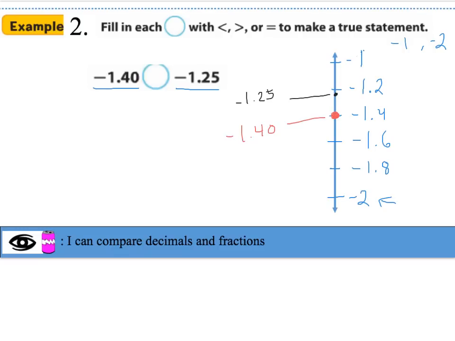So now let's go ahead and compare. Let's ask ourselves which number is closer to 0. We know that -1 and 25/100ths is closer to 0, and we know that -1 and 40/100ths is farther from 0. So I know that -1 and 40/100ths is less than -1 and 25/100ths. Or you can write it like this: -1 and 25/100ths is greater than -1 and 40/100ths.